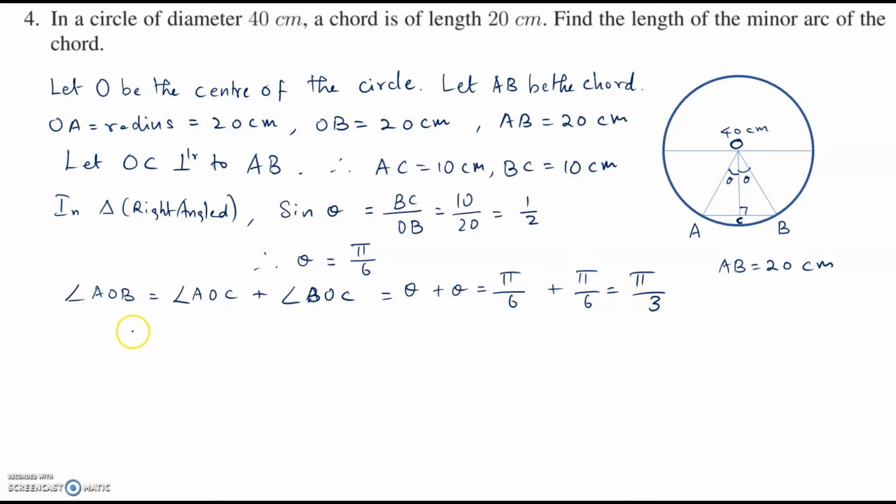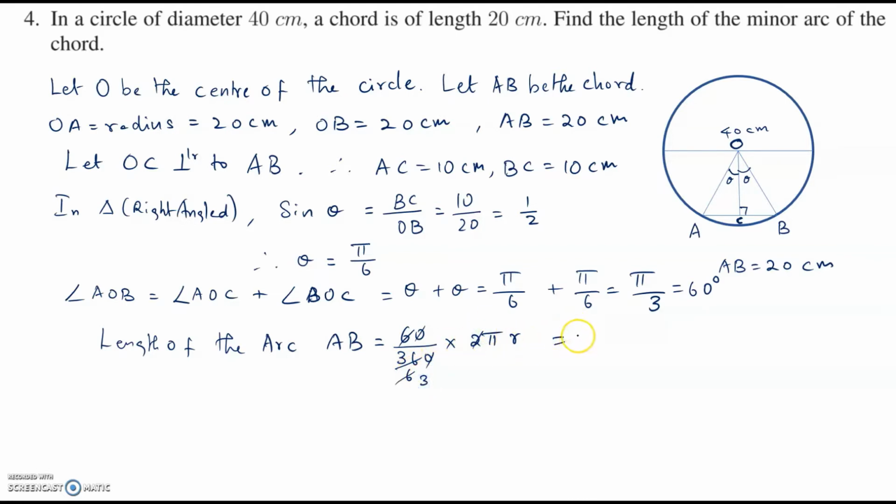So the length of the arc AB will be equal to, the angle is 60 degrees, so it is 60 divided by 360 into 2 pi r. So since this is equal to 60 degrees here, further simplifying, this will be 6 and this will become 3.